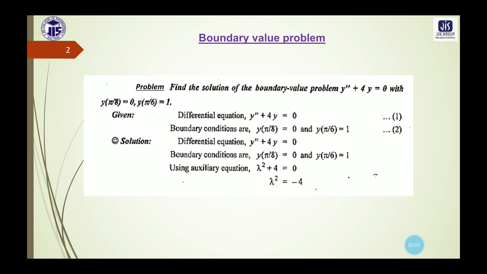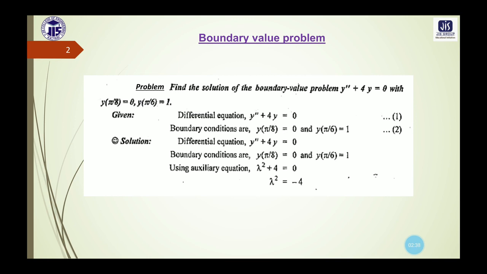The problem statement is: we need to find the solution of the boundary value problem y double dash plus 4y equals 0, with y(pi/8) equals 0 and y(pi/6) equals 1. That means when x equals pi by 8, then y equals 0, and when x equals pi by 6, then y equals 1. From these conditions we can easily identify that it is a boundary value problem.